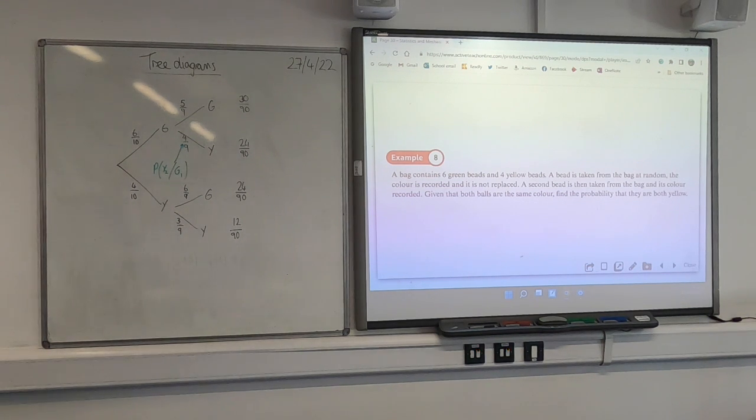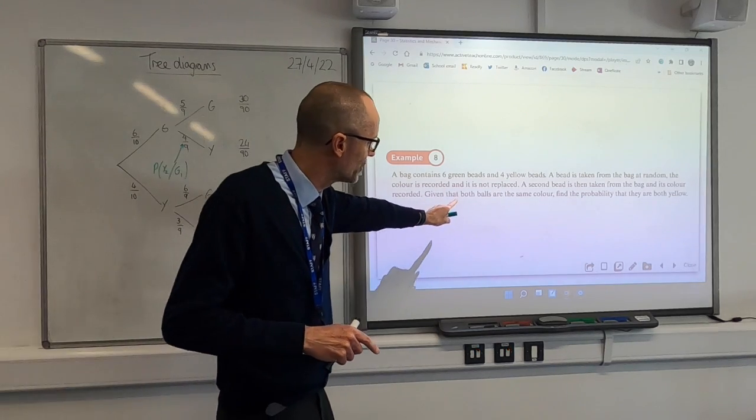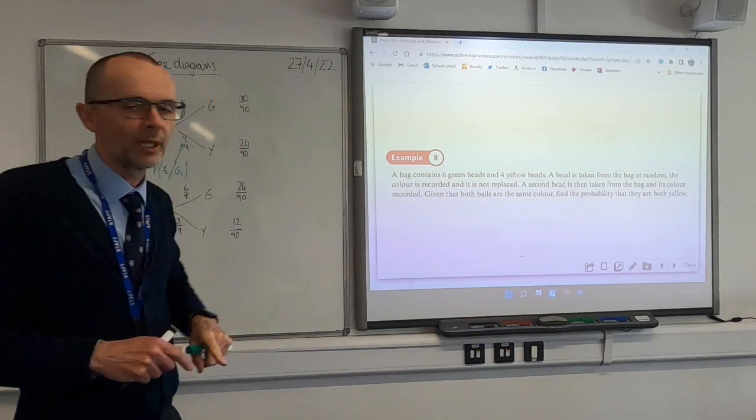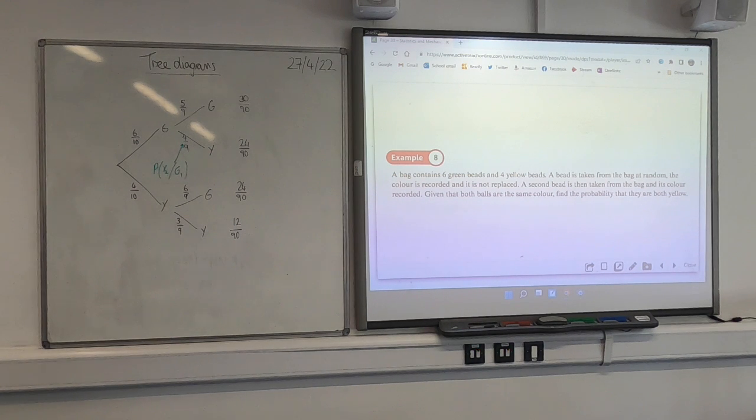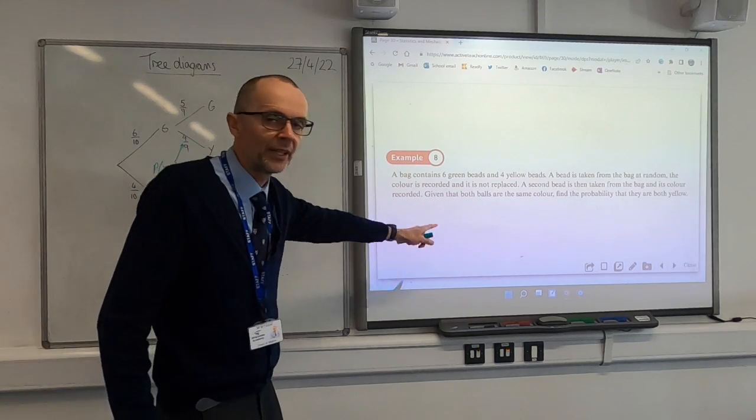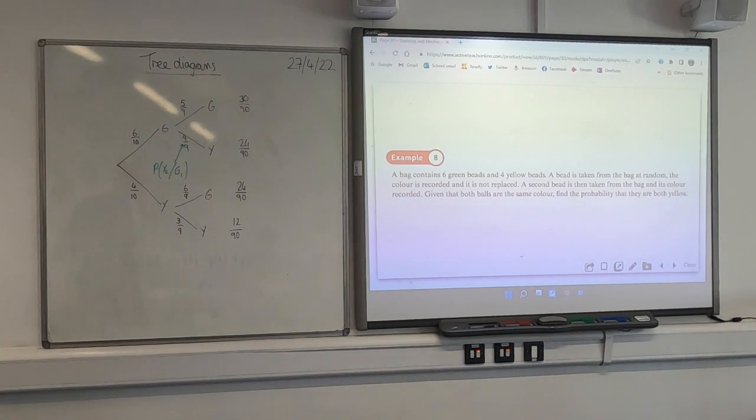However, if the question said, given that the second ball was green, what's the probability that the first ball was yellow? Or, given that both balls are the same colour, find the probability they're both yellow, those probabilities are not immediately obvious on our tree diagram. So I'm going to answer this question here, and then I'm going to answer my supplementary question, which was, given that the second ball is green, what's the probability that the first ball was yellow?